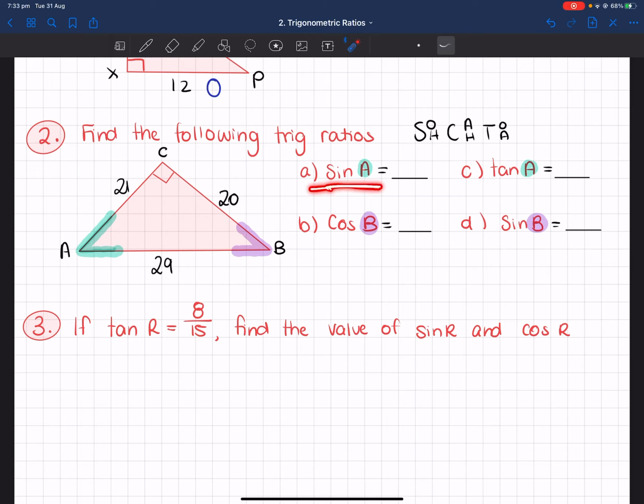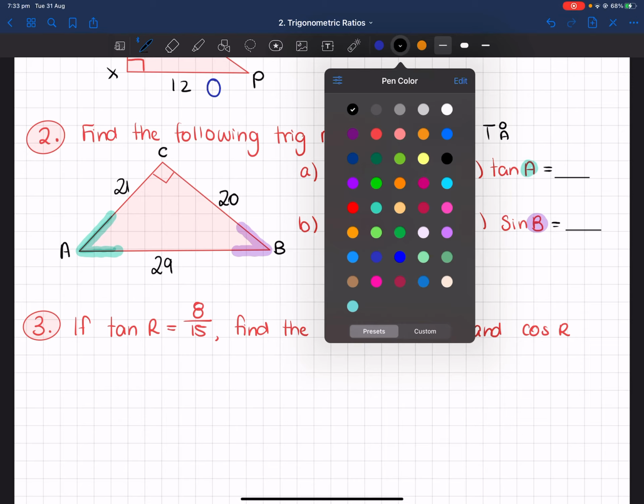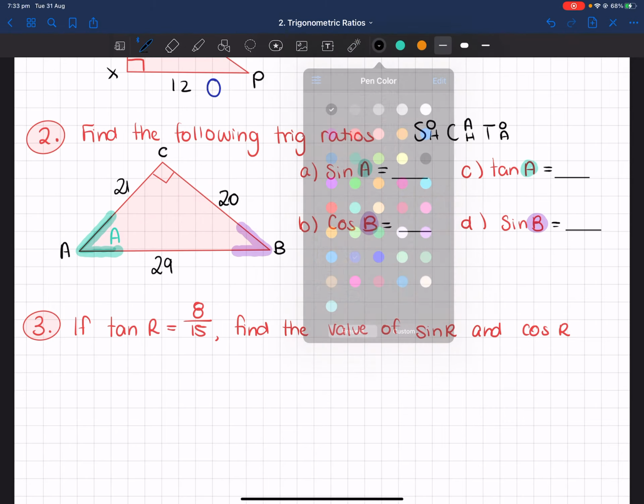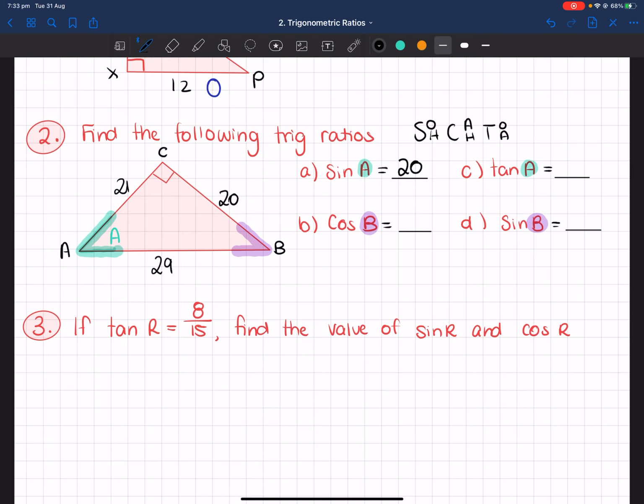Okay, so sine of A. That means that we're looking at this angle here. Because it's the opposite over the hypotenuse, we want the opposite side to whatever this angle is down here. So if that's A, we want the opposite, which is going to be 20. So that's going to be 20 over the hypotenuse, which is always going to be 29. It's the longest and it's opposite the right angle, so it's 29. So that's our opposite over hypotenuse.